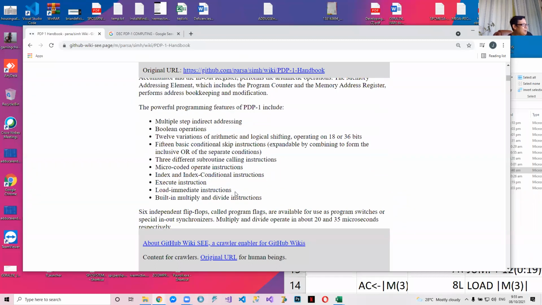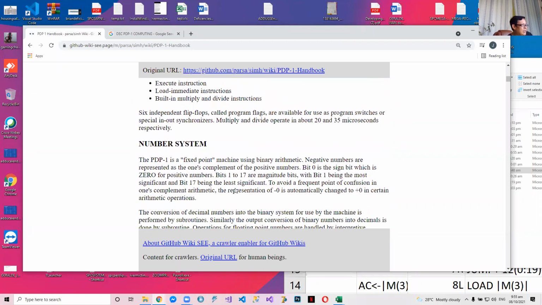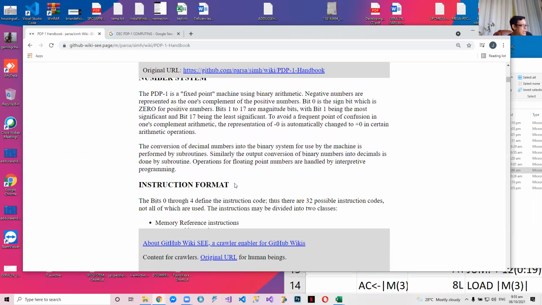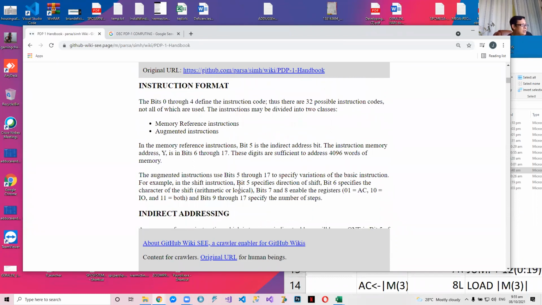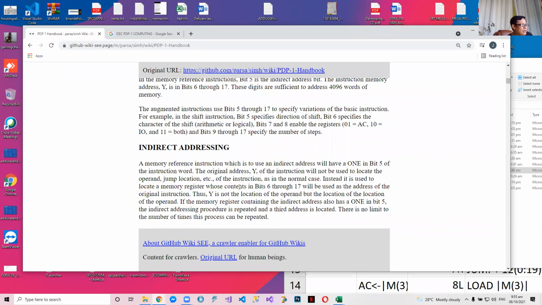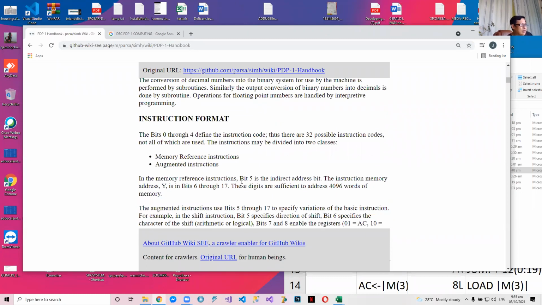Now, the important difference between the PDP-1 and the IAS is the bit size is uniform for both the instruction and data. This is an 18-bit computer, regardless whether it's instruction or data. Do you follow?